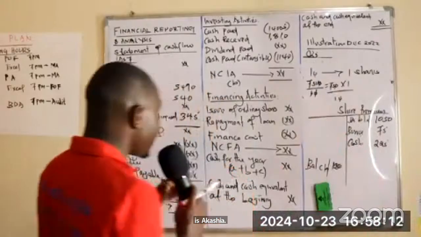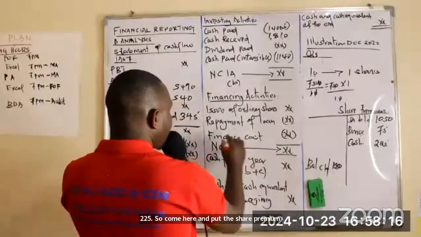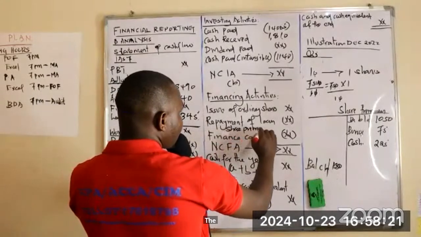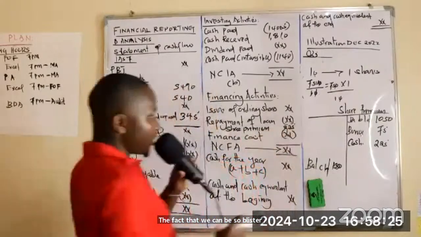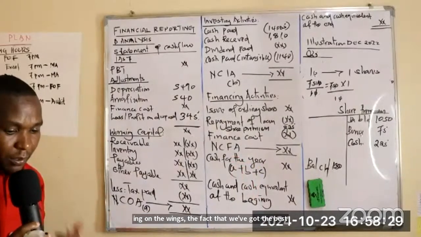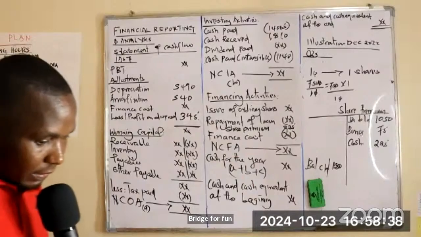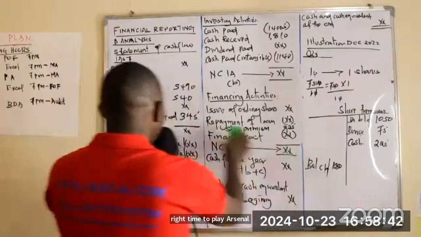Particularly at the Bridge, I think the fact that we can be so blistering on the wings, the fact that we've got the best player in the league, Cole Palmer, the fact that Nicolas Jackson is scoring goals at Stamford Bridge for fun. Yeah, at first I was like, maybe this isn't the right time to play Arsenal. But in case there's any adjustment, the way that we approached Brighton, the way that we went to Wolves and just absolutely blew teams away.